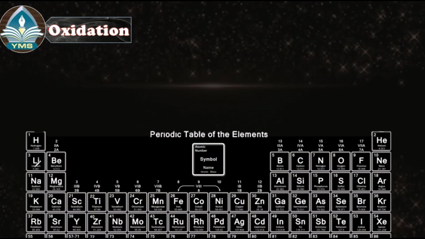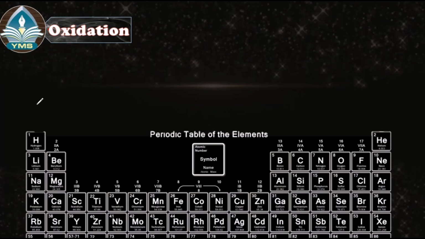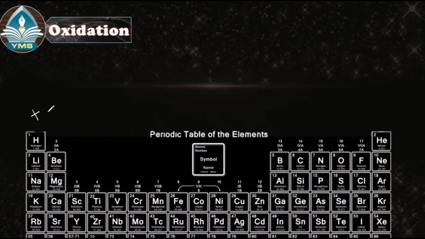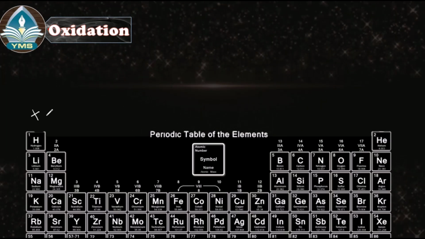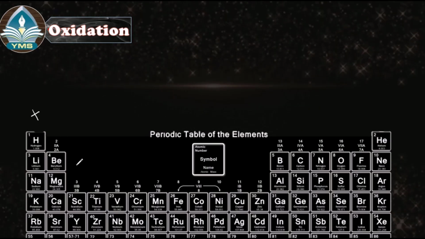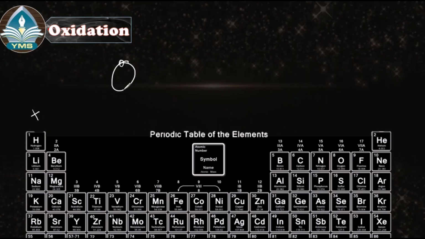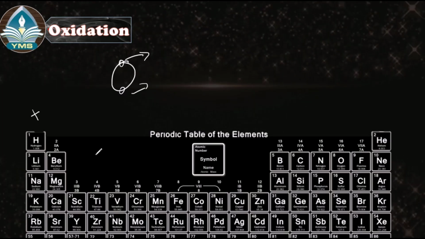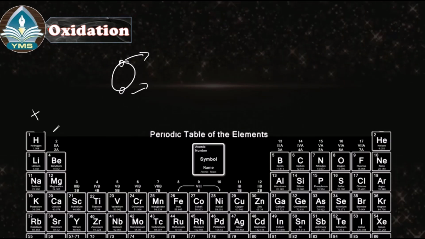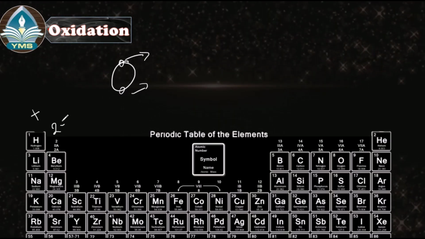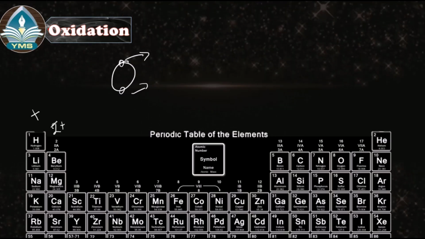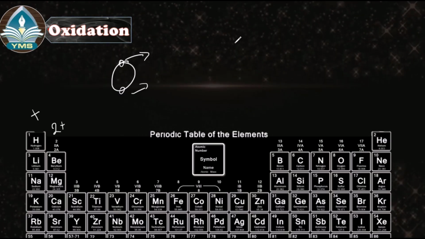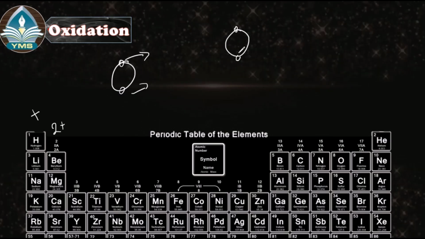So all elements of group 1 have 1 valence electron. So all elements of group 1 will have a charge of positive 1. 1 positive, we will not write 1, because 1 positive means 1. And elements of group 2, they have 2 valence electrons, so they will lose 2 electrons. That is easier than to gain 6 electrons. So all elements of group 2 will have a charge of 2 positive, and this is the charge of these elements.